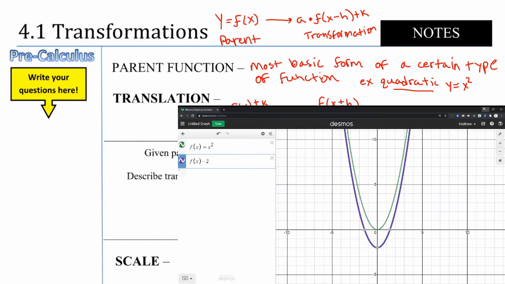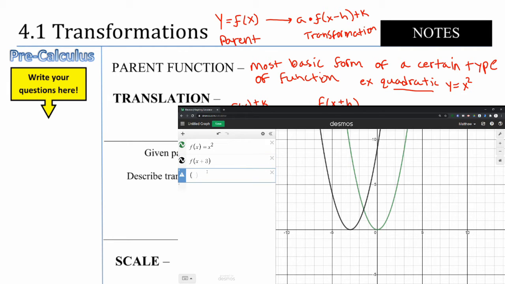Okay, so let's go back to that Desmos graph. I have my x squared. Now I'm going to see what happens when I add 3 to x. So I'm going to add 3. Okay, which direction did it shift? Here's our parent function. Here's our transformation. Another way that you could write this, if you think about function composition, is x plus 3 all squared, right? We moved 3 units to the left.